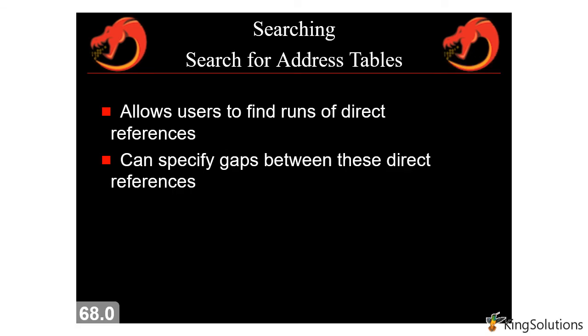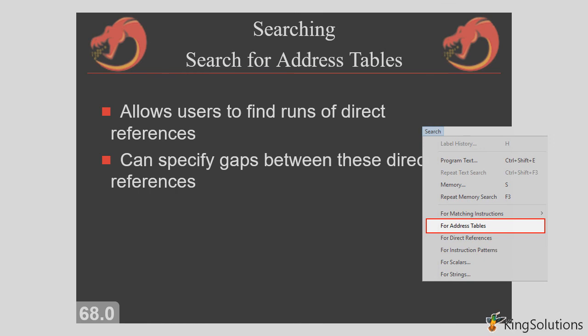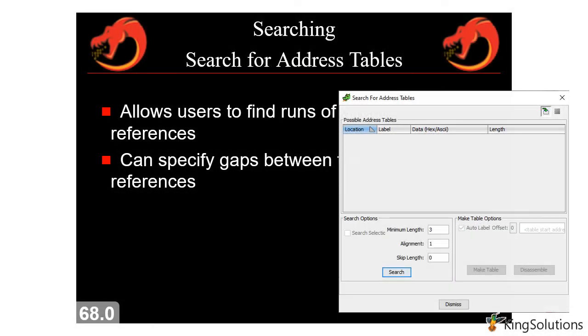Searching. Search for address tables. Search for address tables allows users to find runs of direct references to addresses. To open the Search for Address Tables dialog, go to Search, For Address Tables. You can create address tables directly from the table using the Make Table button. This will create a label and address data type for each item in the table. If it is determined that the table values all point to code, you can kick off disassembly at each address referenced by the table, with the Disassemble button.